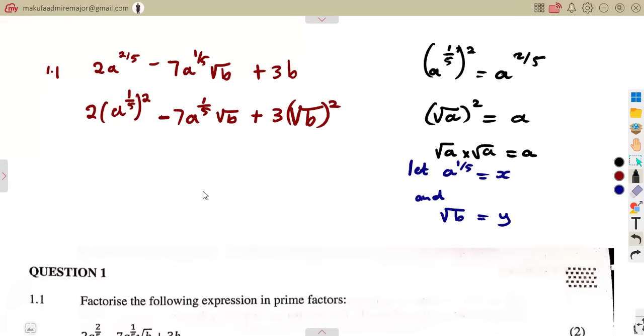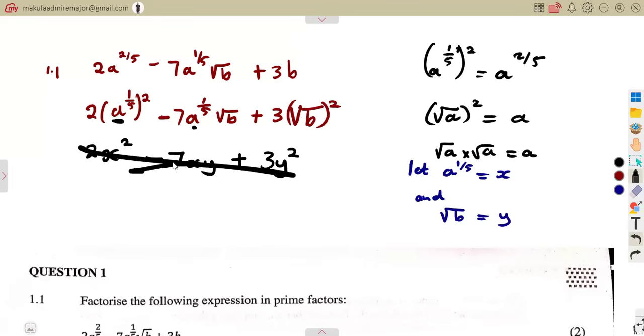So I'm going to rewrite this as 2, and in place of a to the exponent of 1 over 5 I'm having x. So this will be 2x squared. Minus 7, and in place of this, remember it's x. What about the square root of b? The square root of b is y. So this is y. Plus 3, the square root of b is y, but this is the square root of b squared. So that's 3y squared.